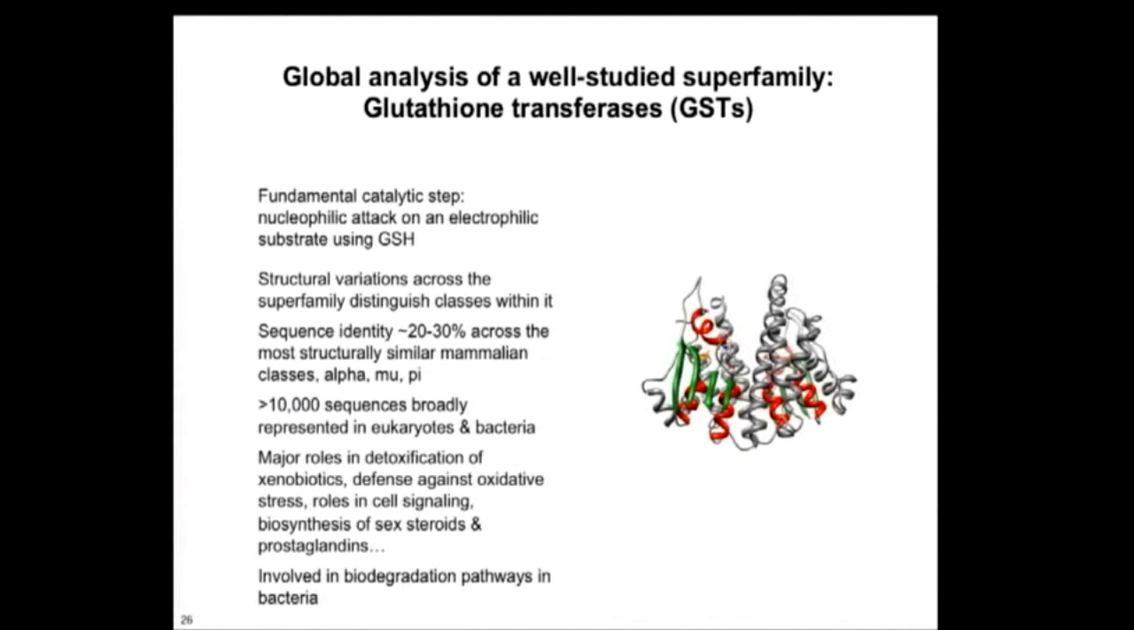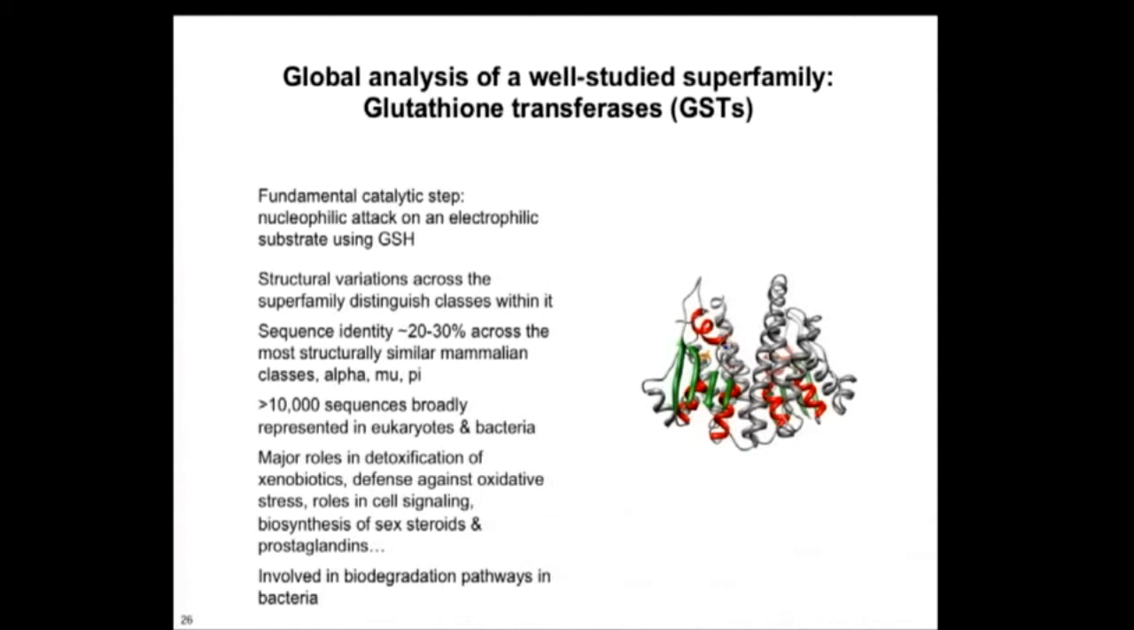Applications: I want to give you just a couple of quick examples. The first one is a global analysis of a very well-studied superfamily. These are the enzymes called the glutathione transferases, sometimes abbreviated as GSTs. They have a fundamental catalytic step that is associated with conserved aspects of the architecture, which I'm not going to spend time on.